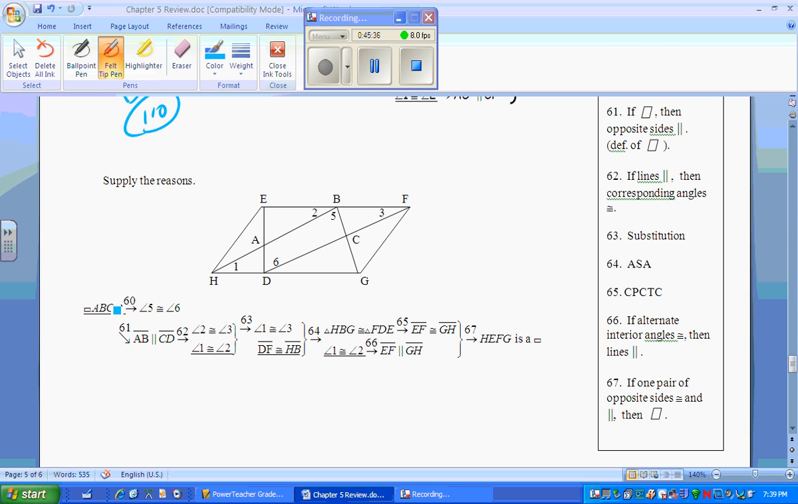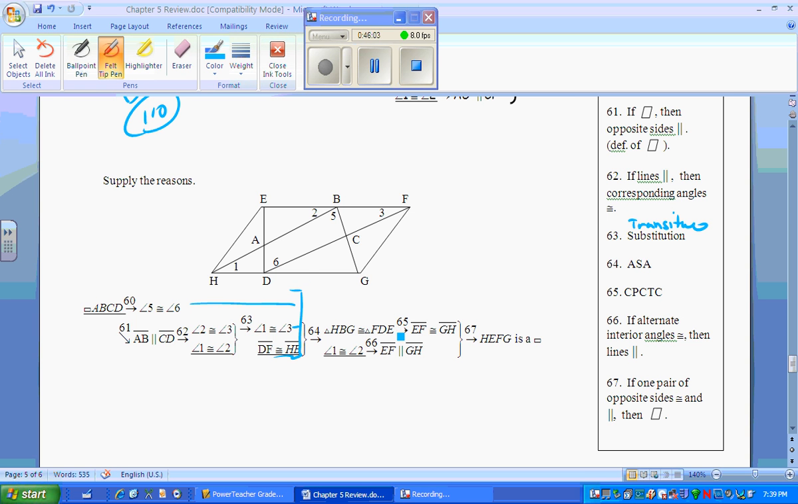60, you have a parallelogram, you're given 5 and 6, so this is if a parallelogram, opposite angles are congruent. 61 is if a parallelogram, then angles 2 and 3 are congruent, so in the parallelogram, 2 and 3 are corresponding angles and are congruent. 63, this would be the transitive property instead of substitution, I apologize, transitive. 64, we got angle, side, angle, giving you 64 here.